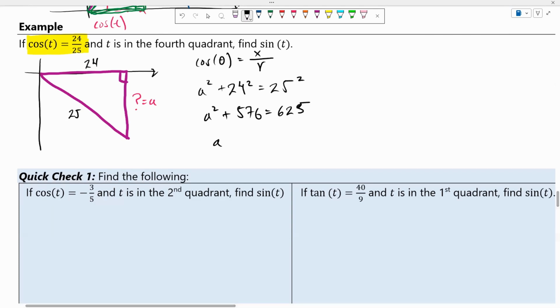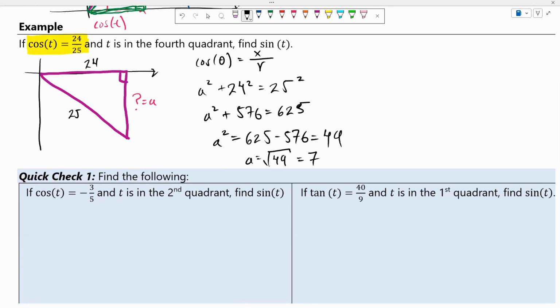A squared has got to be 625 minus 576, which is 49. A is equal to the square root of 49, which is 7. So we found our missing side.